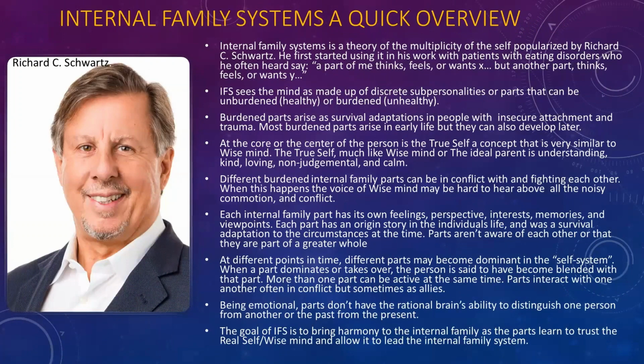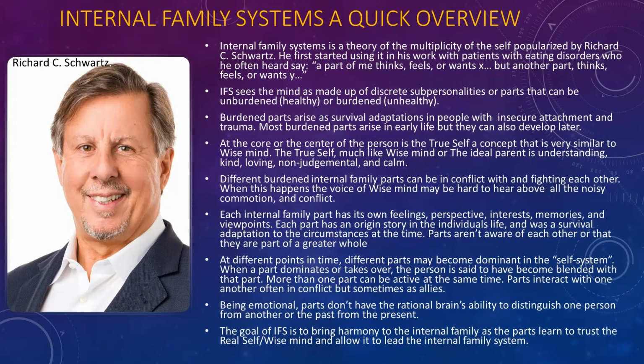Let's start our exploration of internal family systems with a quick overview. Internal family systems is a theory of the multiplicity of the self popularized by Richard C. Schwartz. He first started using it in his work with patients with eating disorders, who he often heard say, "A part of me thinks, feels, and wants X, but another part thinks, feels, or wants Y." IFS, internal family systems, sees the mind as made up of discrete subpersonalities or parts that can be unburdened or healthy, or burdened and unhealthy.